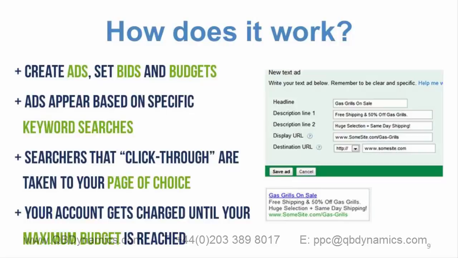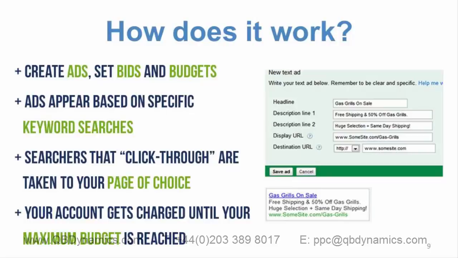You can see here that this ad is for gas grills on sale. Now, if I was to target this ad when I'm creating my campaign to searches for the term gas grills, this ad would show up.